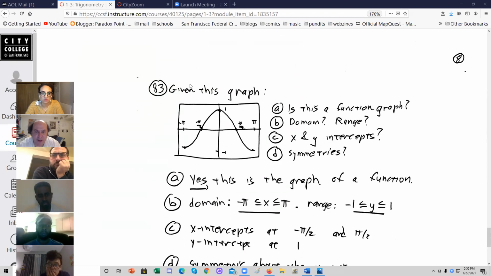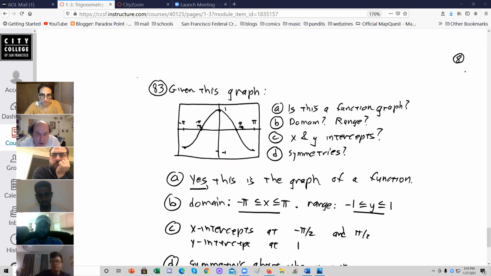Here we have a graph of what looks suspiciously like the cosine, which we will be seeing later. Here is negative pi by minus 1, minus pi halves by 0, 0 by 1, pi halves by 0, and pi by minus 1. Is this a function graph? What's the domain? What's the range? What are the x and y intercepts? And is it symmetrical, left to right, up to down, or around?